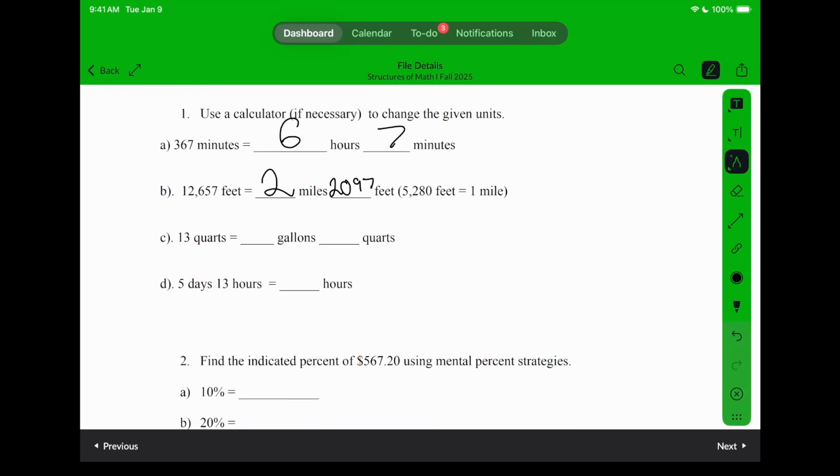And then 13 quarts into gallons and quarts. There are 4 quarts in each gallon. So 12 quarts is going to be 3 gallons. And then there's 1 quart left over.